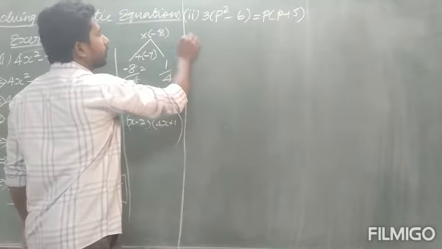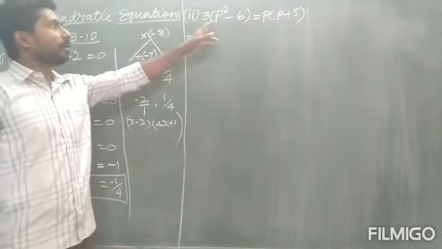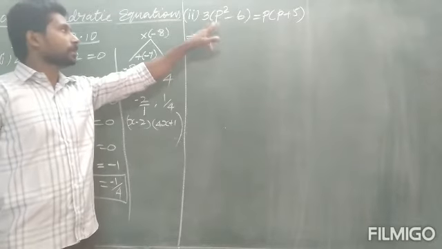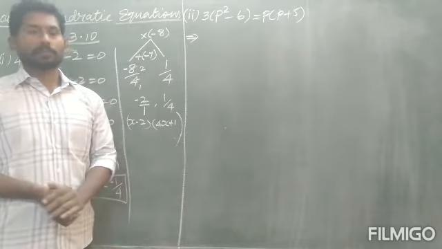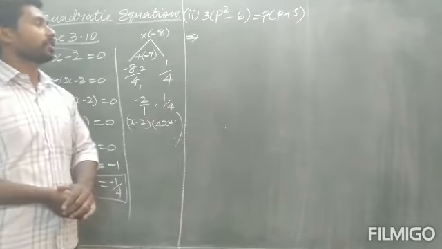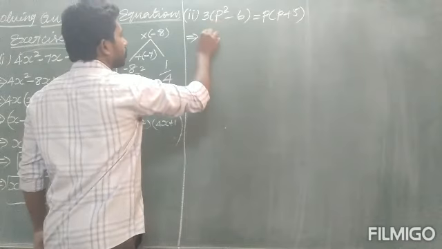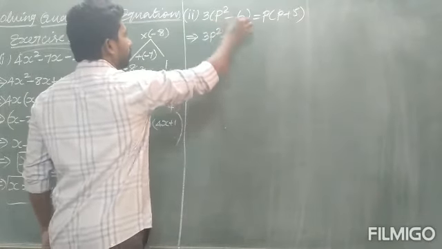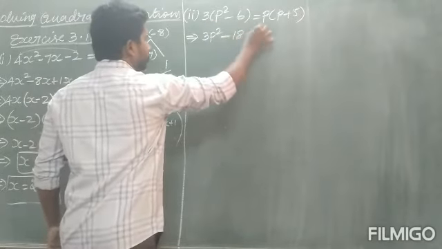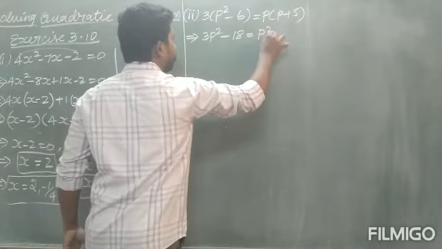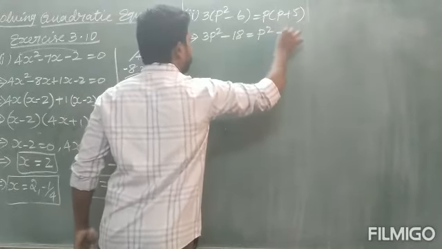Now, is it in the form of a quadratic equation? No. So we have to first change it into the quadratic form. So first we have to multiply inside: 3 into p square, 3p square, 3 sixes are 18, equal to p into p square, then p into 5, 5p.